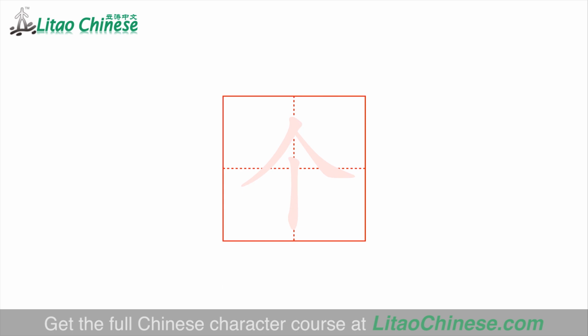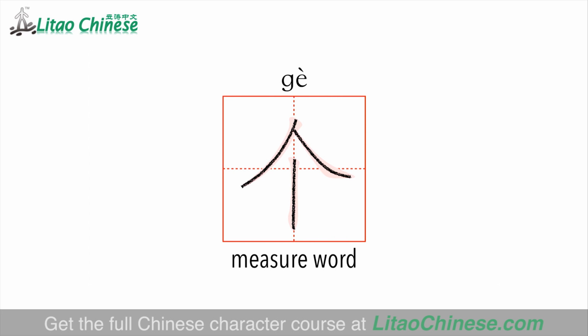Here is the correct stroke order of 个, 撇, na, 树. Remember, the top part actually is the character 人, and the stroke 树 doesn't touch the character 人. 3 strokes in total. One more time. 撇, na, 树, 个, the most commonly used Chinese measure word.